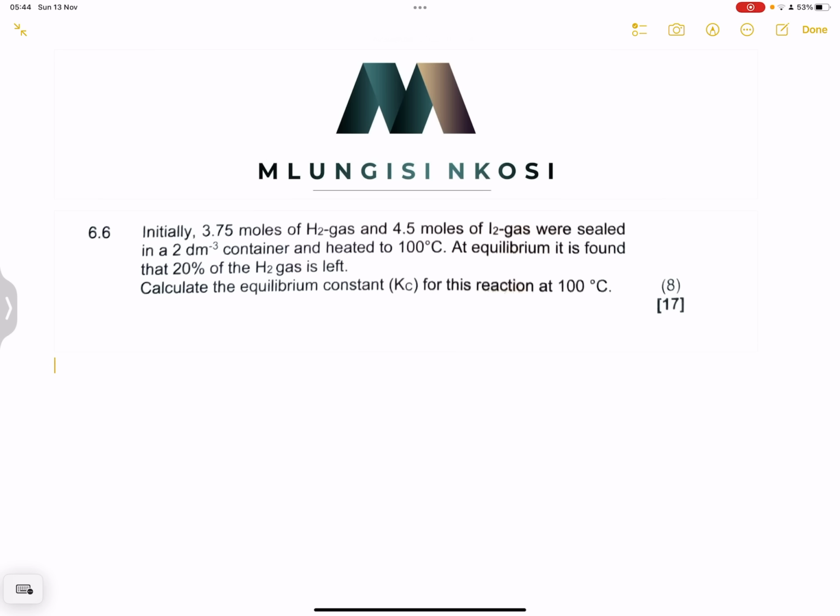the prelim, and it says initially we've got 3.75 moles of hydrogen and 4.5 moles of iodine that were sealed in a 2 cubic decimeter container and heated at 100 degrees. At equilibrium, we've found that we've got 20% of hydrogen gas that is left. All right, so they want us to calculate the equilibrium constant.